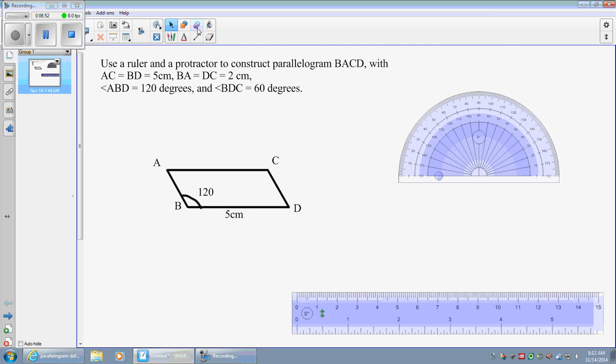And I can label that shape for my level 4 work as 60 degrees. And voila, you have an answer, a level 4 answer to our question.